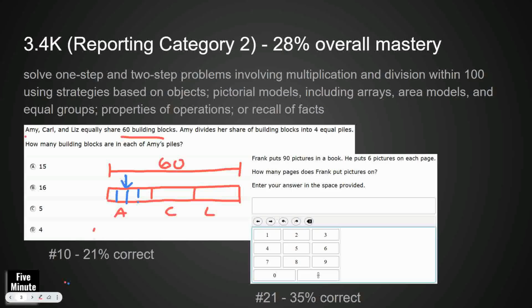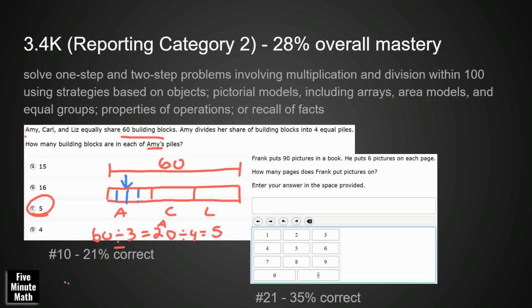That means that we need to take our 60 and divide that by 3 first. That's going to get 20. Amy's got 20, and then we're going to divide that by 4, because we want to find out how much is in each of Amy's piles. It's 5. Only 21% of our students were able to get that correct.